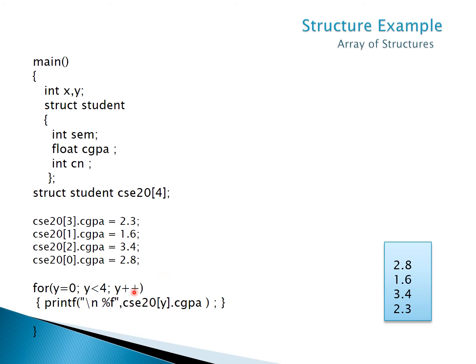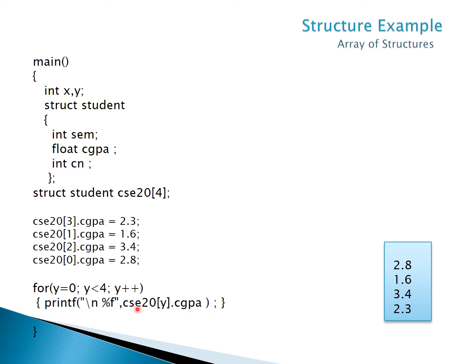When the value of y is incremented by the loop, now CSC20[1].cgpa, that means the CGPA of the second structure. So the value of the CGPA of the second structure will be displayed, which is 1.6. You can confirm here. Then CSC20[2].cgpa, so 3.4 will be displayed. Then the last one, CSC20[3].cgpa, the last structure's CGPA, which is 2.3. And that's how the CGPA of all the structures will be displayed.